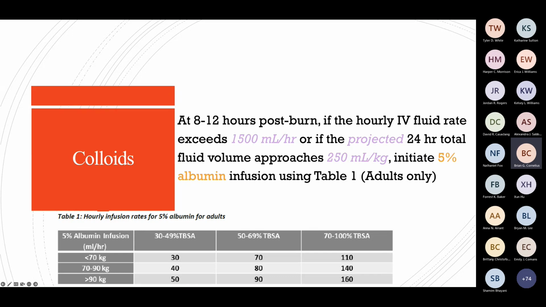Again, when we get to that trifold, it really breaks it down for you. But this just kind of gives you an idea of how much albumin you would run in. It's calculated based off their weight as well as the total body surface area. Now, this has ranges. The slide that Tyler put up had a specific formula. I don't think either one of those is necessarily wrong. It's really just going to come down to institutional practices there.